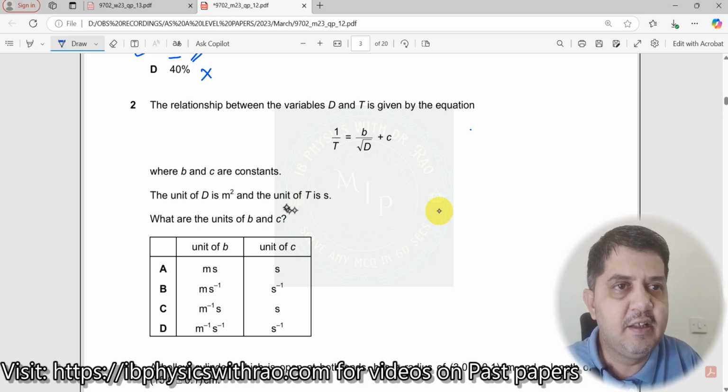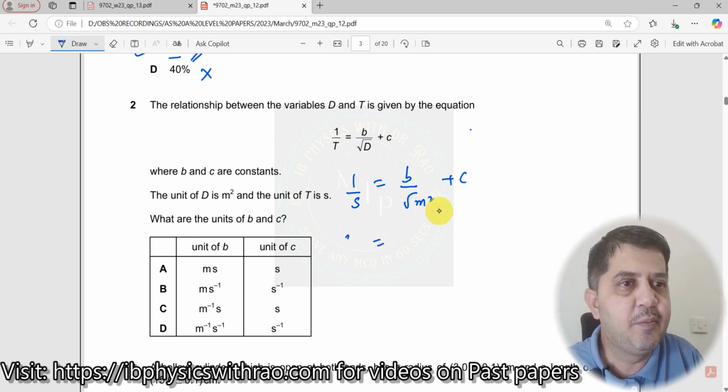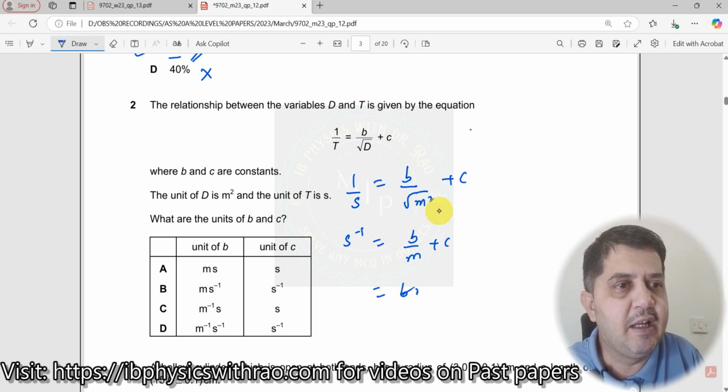Now let us write. The unit of t is second. So this will be 1 by second is equal to b divided by the root of (unit of d, which is meter square, plus c). Whatever is known I have substituted. So this will be s power minus 1, and this will be b by root m square, which will now be equal to b by m plus c.